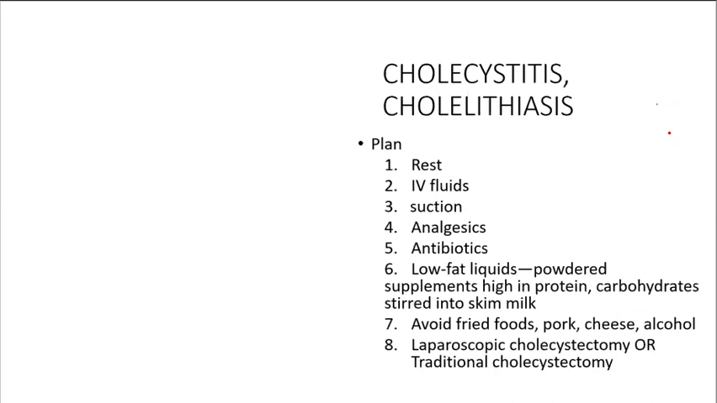We might need to suction our patients. We will need to give them analgesics. Remember, we talked about that biliary pain, that upper right quadrant pain that radiates to the back and the right shoulder. And it's usually accompanied by nausea and vomiting. So that's why we want to place them on analgesia. We want to give them antibiotics.